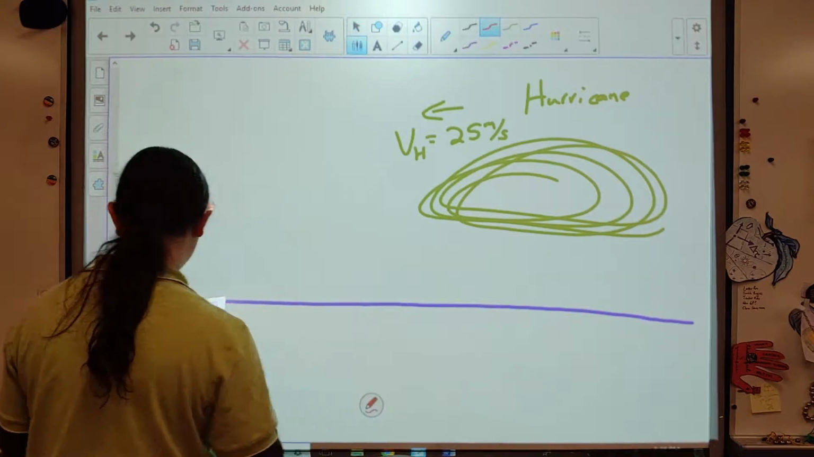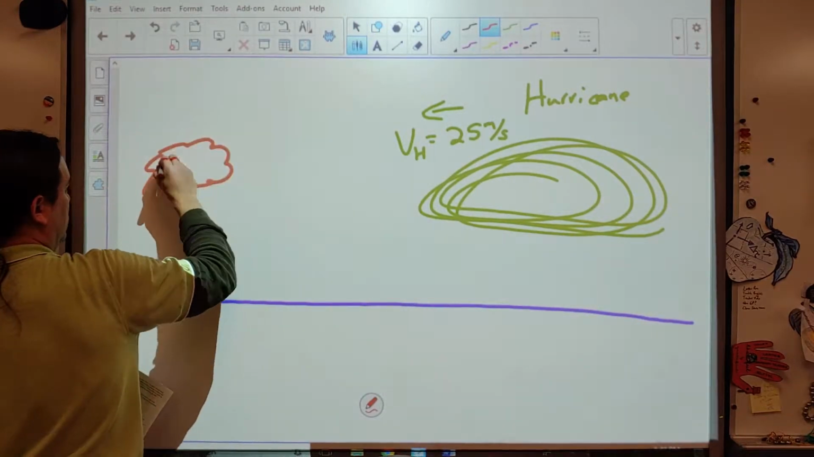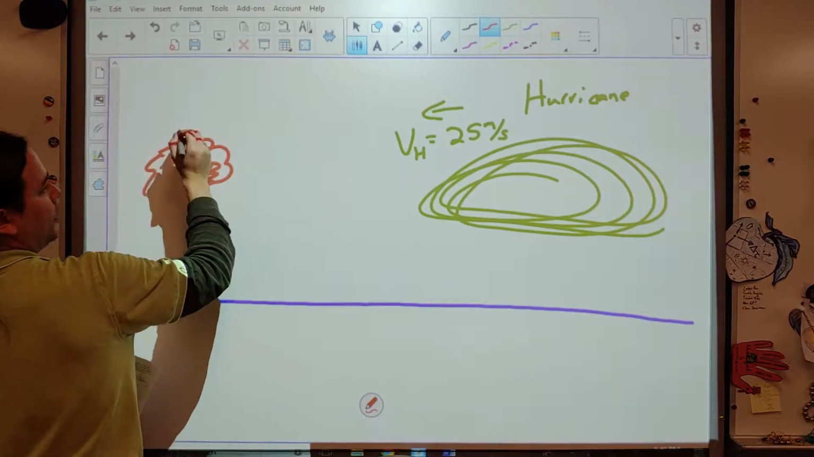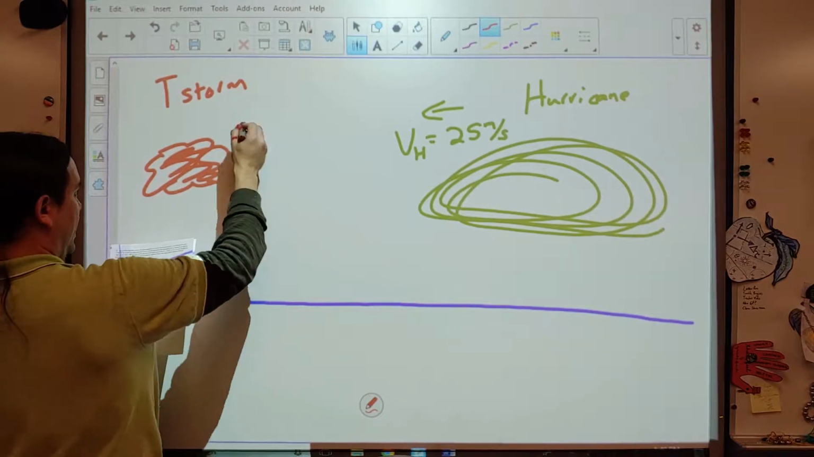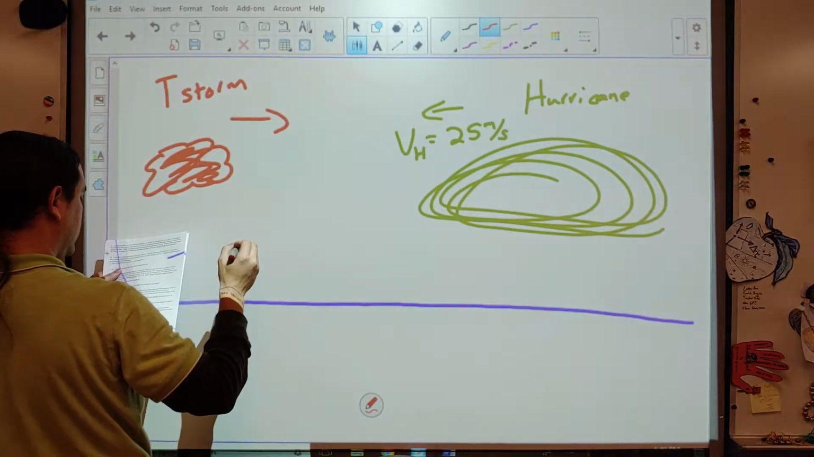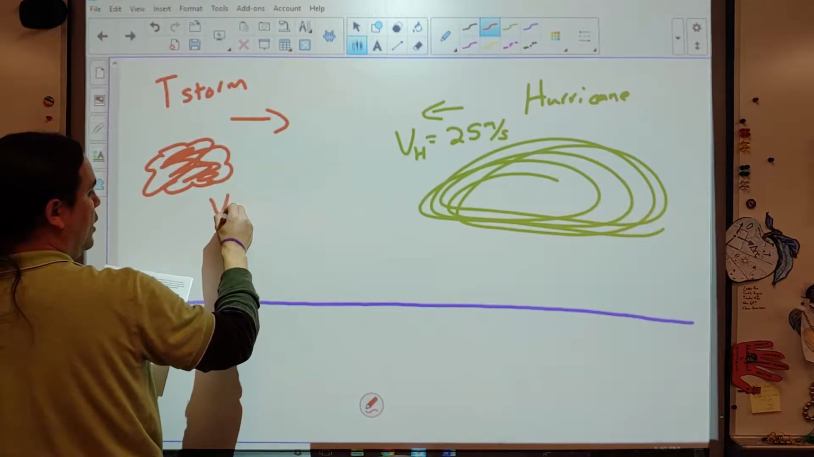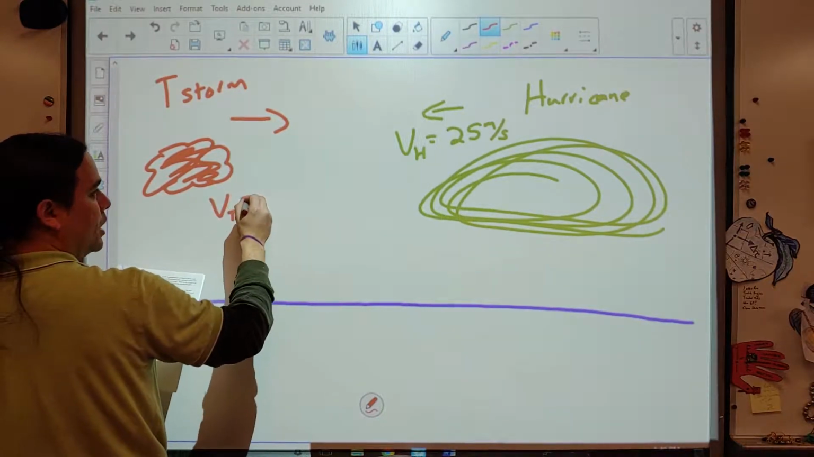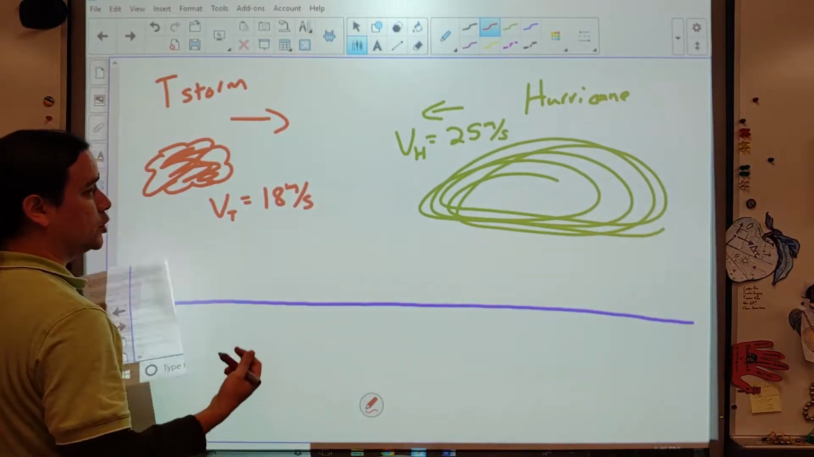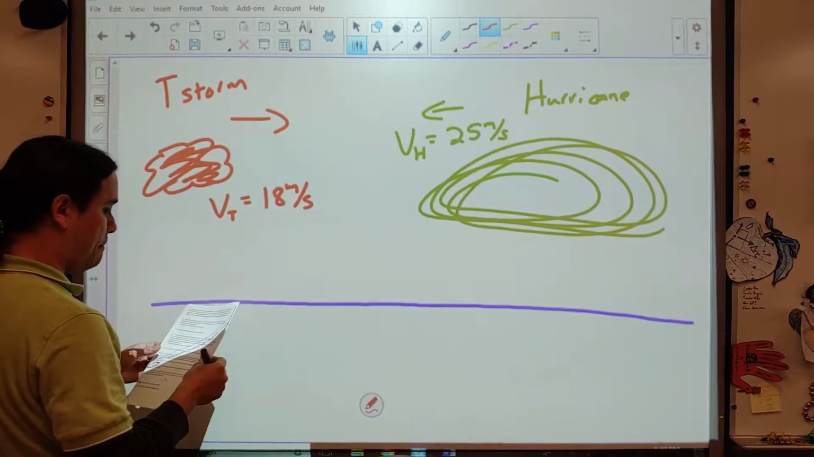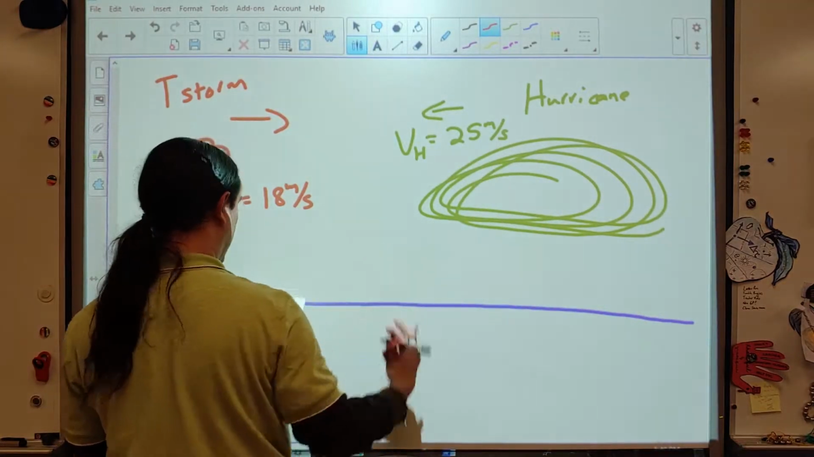We've also got a major thunderstorm that is heading directly to the east towards the hurricane at 18 meters per second. So we're going to say the thunderstorm is equal to 18 meters per second. Now these are actually the speeds, so they are the magnitudes. So one's going to the right, the way that I'm drawing it, east, and one is heading to the west, to the left.